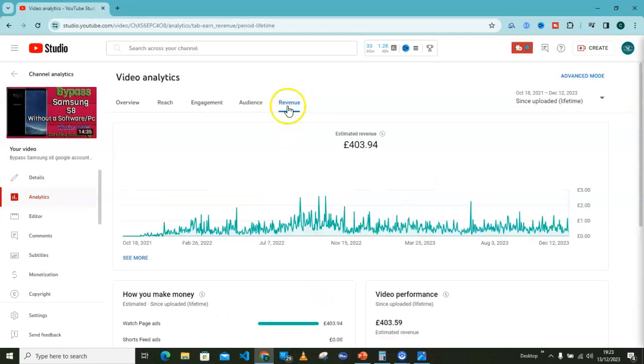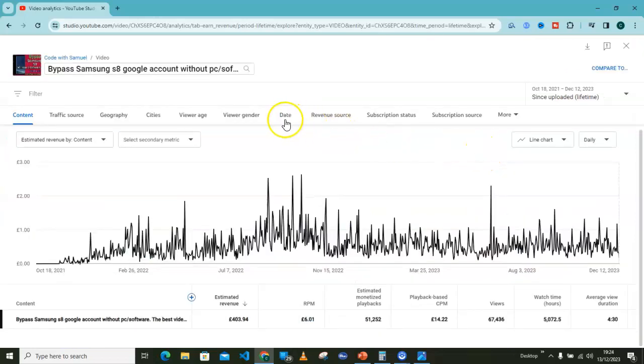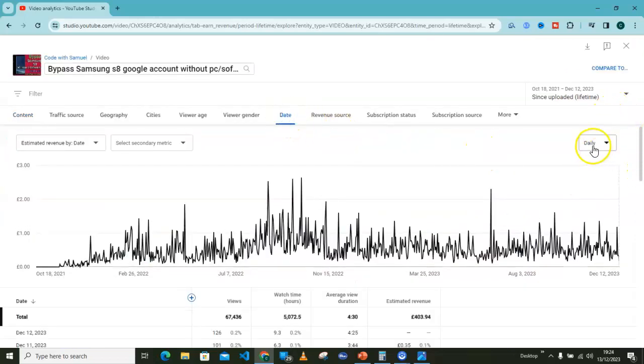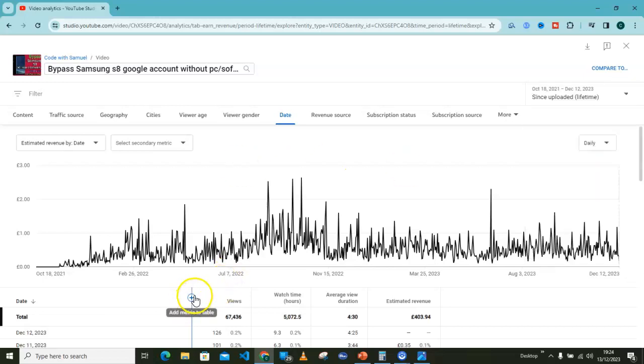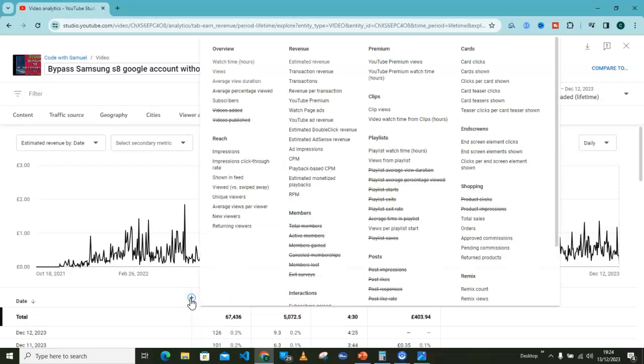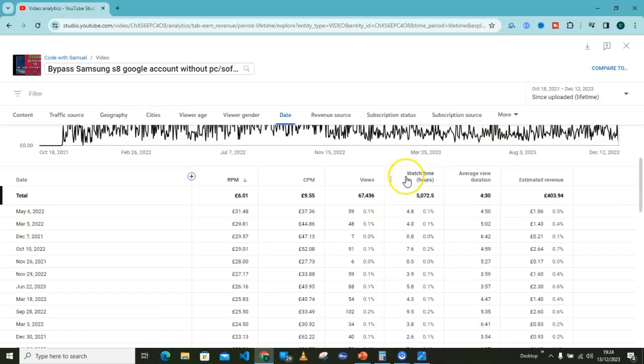So under revenue, I will go for the see more down here. Then right here, I will go for date. Then I want that to be daily, as you can see here. Then let's go for the drop down. I want to select since uploaded. Okay. Then when you get to the plus symbol here, when you click on that, let's go for one of the metrics here. I will go for CPM. Okay. Then I will go for that plus symbol again, and then go for RPM. So here is where you're going to see the real CPM.